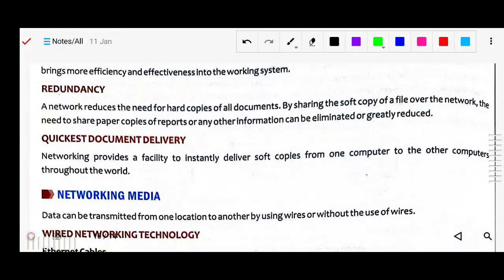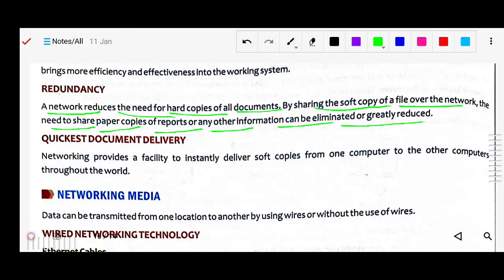Now next part is your redundancy. So what is redundancy? In a network, it reduces the need for hard copies of all documents by sharing the soft copy file over the network. The need to share paper copies of reports or any information can be eliminated or greatly reduced.